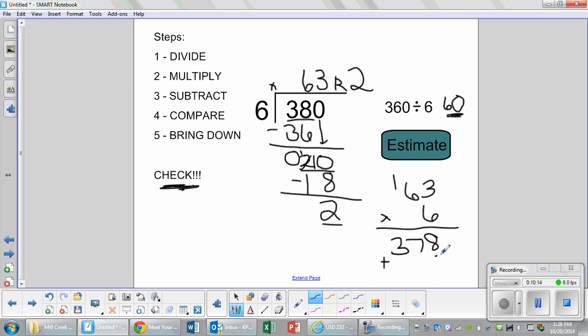Then I need to add my remainder. That's key to remember. You always add your remainder. So you multiply these, add your remainder when you're checking. And your final answer, 380. Since these two numbers are the same, that tells me that 63 remainder 2 is the correct quotient. Let's practice one more together.